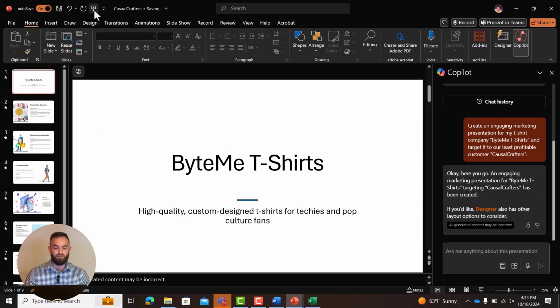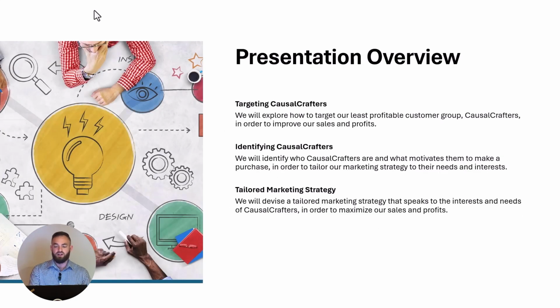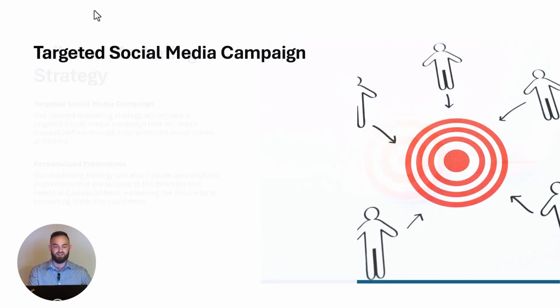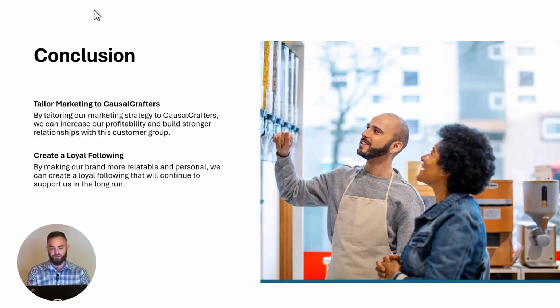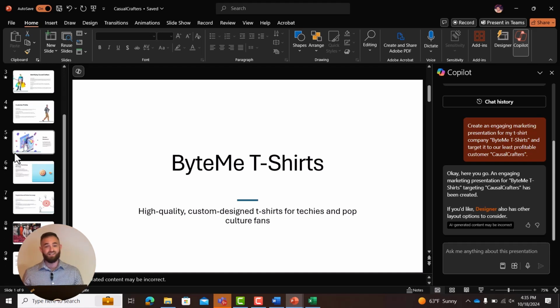Now we're going to quickly flip through here and see what we have. Byte Me T-shirts, high quality custom designed T-shirts for techies and pop culture fans. Because we weren't too specific in our prompt, it went ahead and generated a target audience for us. We have a presentation overview, identifying casual crafters, customer profile, market research, tailored marketing strategies, targeted social media campaigns, personalized promotions, and a conclusion. Pretty good for just typing a one-sentence target line, right?